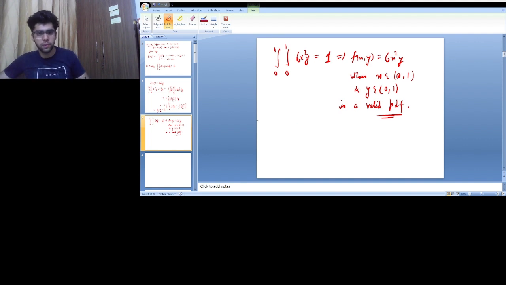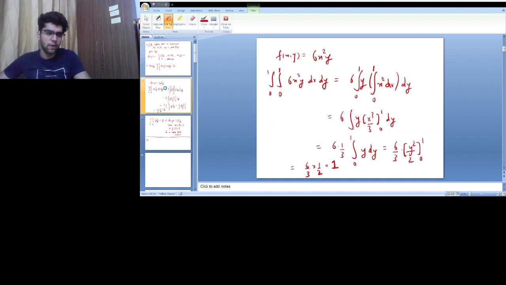Now the next part. Let me just explain once again what I did here, right? So this first integral, because I've written dx first, belongs to x, right? Because I've written dx before dy. And the second integral belongs to y because I have written dy after dx, right?